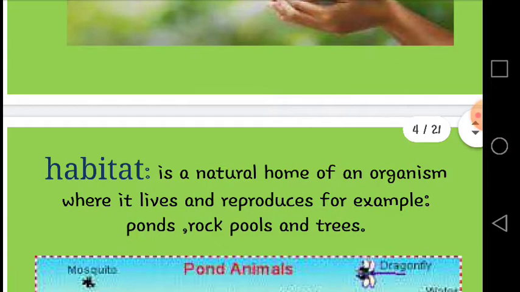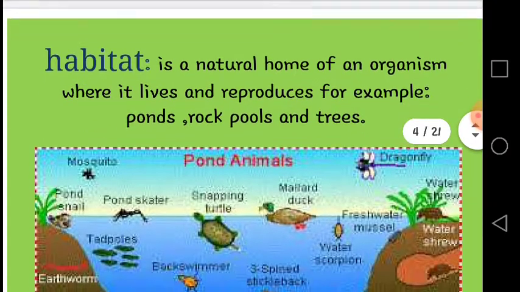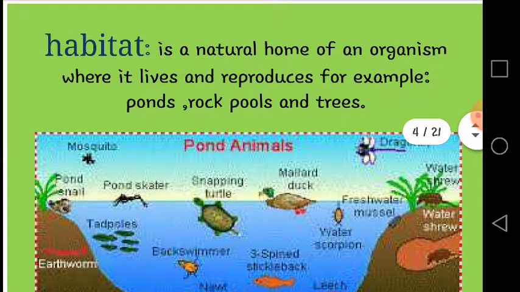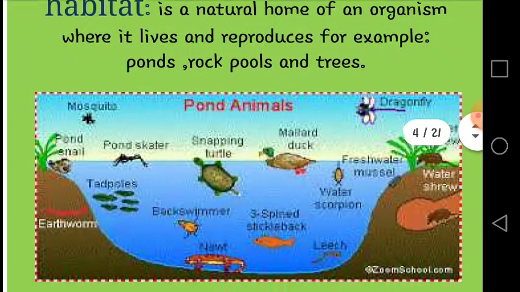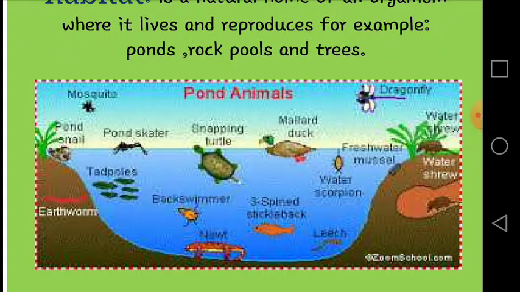The first thing which we will be focusing on is the habitat. What is habitat? Habitat is the natural home of an organism where it lives, gets food, gets shelter and reproduces. For example, ponds, rock pools and trees are the habitats of many organisms. As you can see in this picture, this is a pond and so many organisms are living in there.